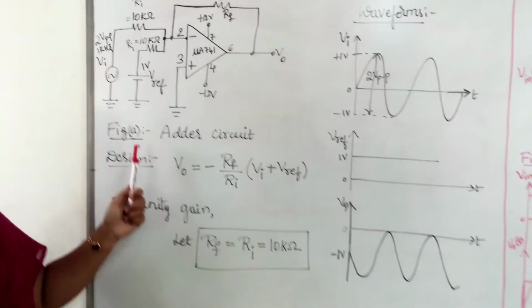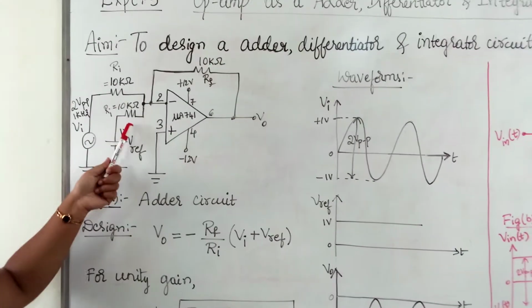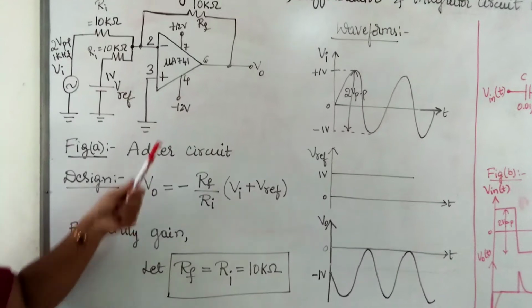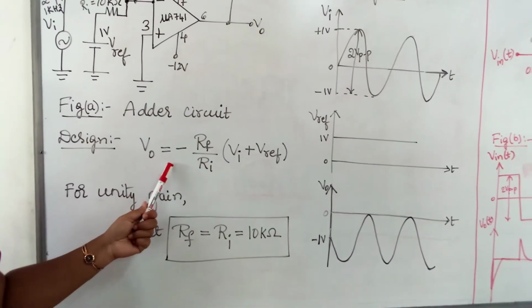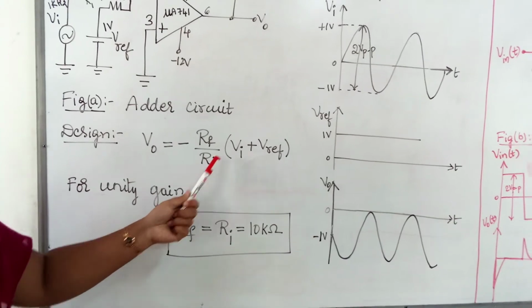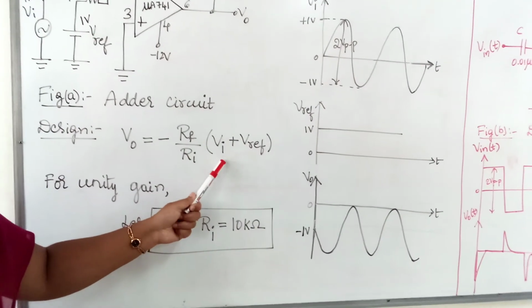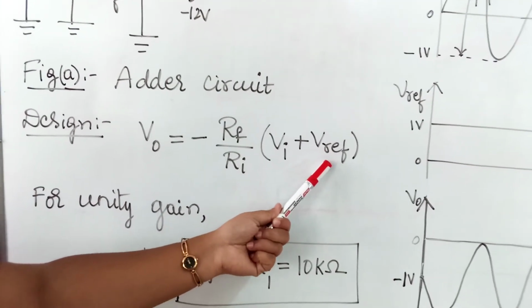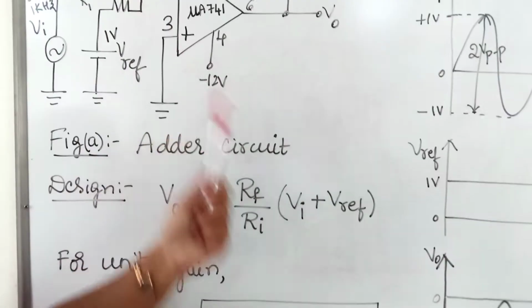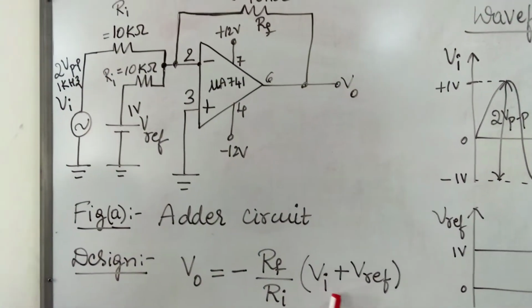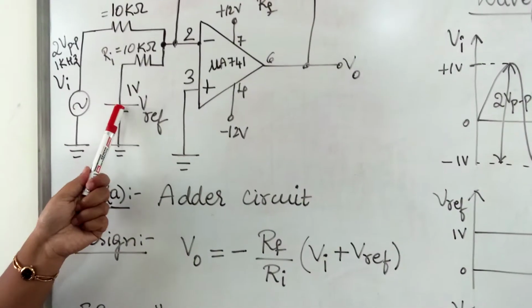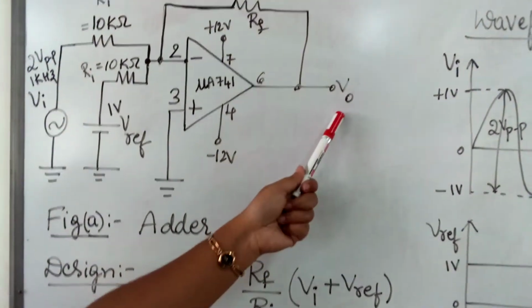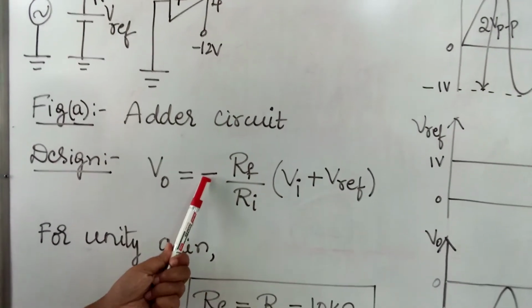Now let us see the design, how to get the values of the resistances here. The output equation of the adder circuit is V0 equals minus RF by RI into (VI plus V reference). Here VI is the AC input signal and V reference is the DC input signal. So this adder circuit performs the addition of both the inputs. You can observe here both the inputs are applied to the inverting terminal, so the output is inverted here. So we are getting the minus sign here.